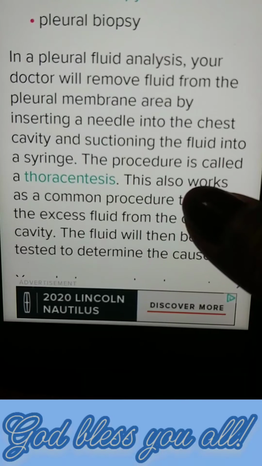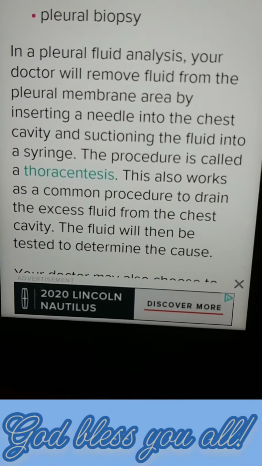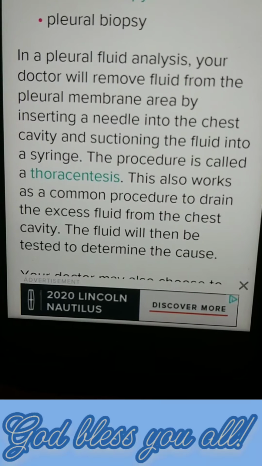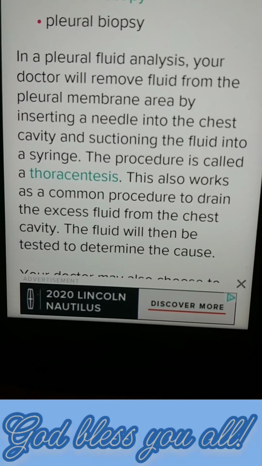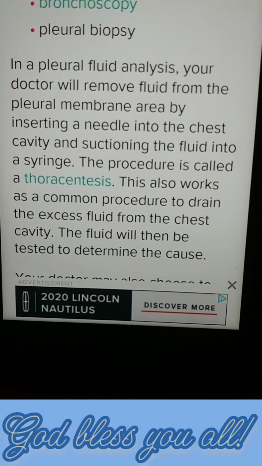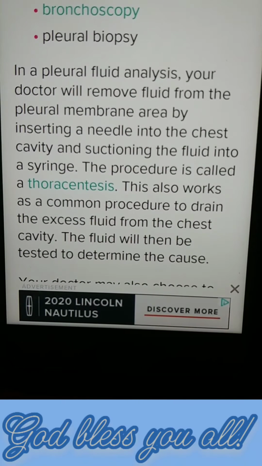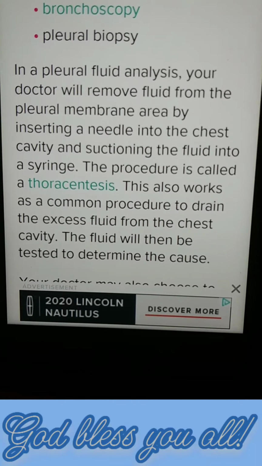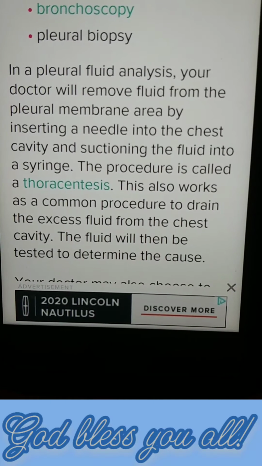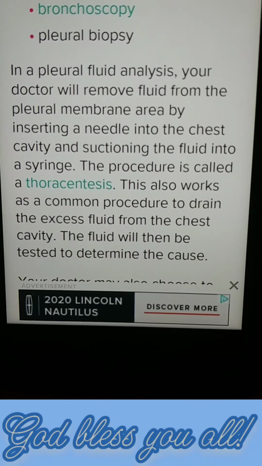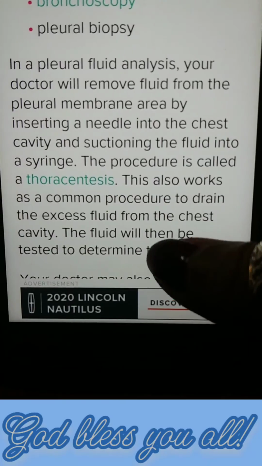In a pleural fluid analysis, your doctor will remove fluid from the pleural membrane area by inserting a needle into the chest cavity and suctioning the fluid into a syringe. The procedure is called a thoracentesis. This also works as a common procedure to drain the excess fluid from the chest cavity. The fluid will then be tested to determine the cause.